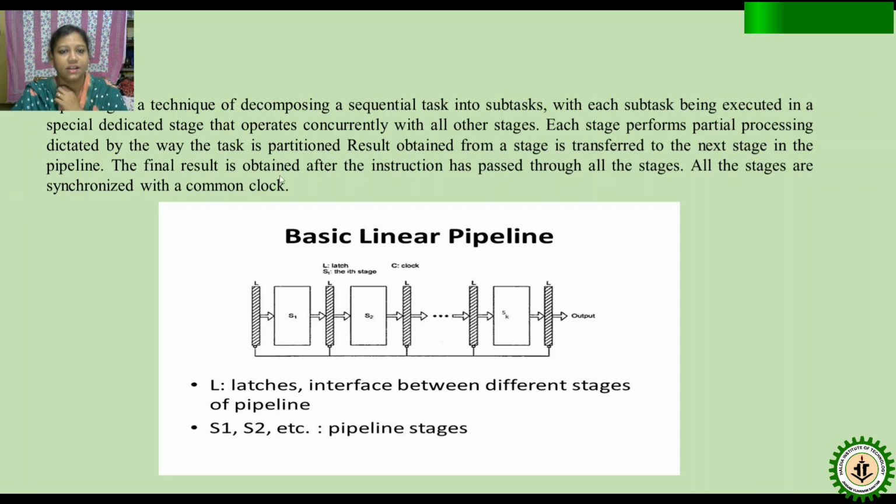And the final result is obtained after the instruction has passed through all the stages. That means if one job enters the pipeline, it passes through all the stages, and if there are k stages, then after the data moves through the k stages, the final output is obtained from the last stage. And it is important that all the stages are synchronized with a common clock, connected to a single clock. So this is the concept of the basic linear pipeline.